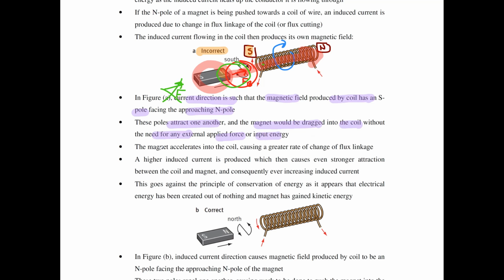So that magnet will now accelerate into your coil because there's a net force. It accelerates, it speeds up, which then causes a greater rate of change of flux linkage or flux cutting. You now have a higher induced current produced, which then causes an even stronger attraction between the coil and magnet, and then a larger flux cutting or flux linkage here, which then causes an even increasing induced current. So it seemingly seems like the energy will keep increasing.